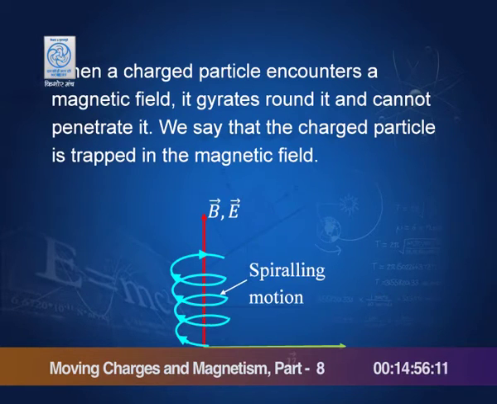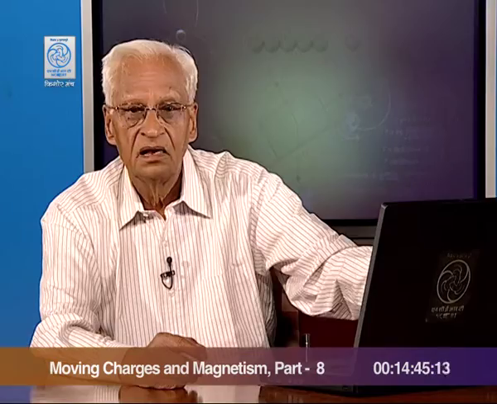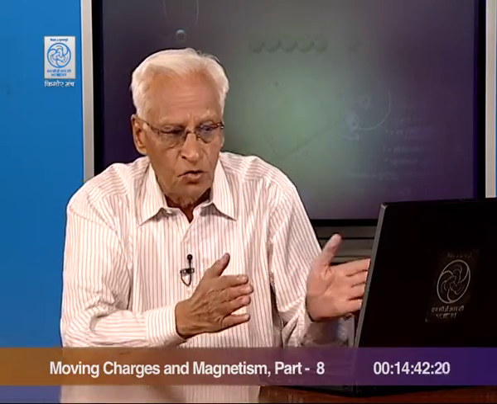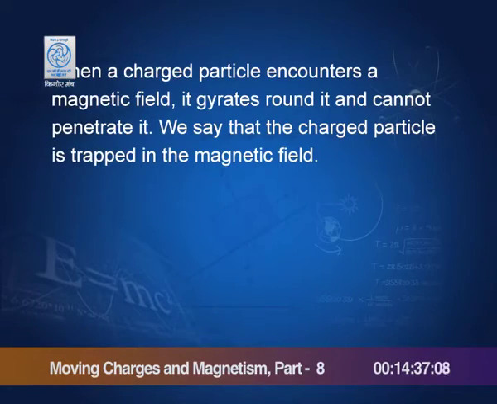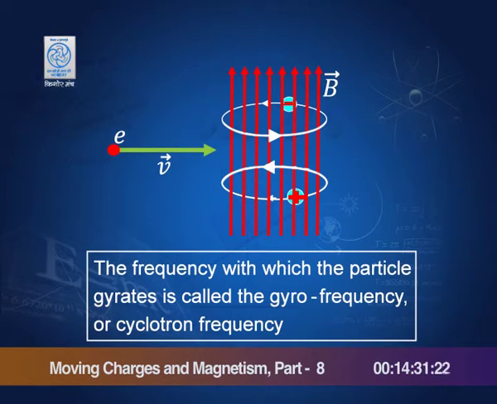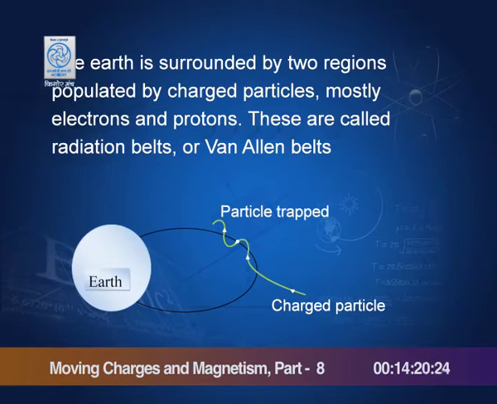When a charged particle encounters a magnetic field, it gyrates around it and cannot penetrate it. You see, a particle was moving like this, it found a magnetic field, then it got trapped, because it cannot go past the magnetic field. It just goes around the magnetic field. Let me show you this. This is also a particle that was coming, there is a magnetic field. So, it starts gyrating around the magnetic field lines and is trapped, it cannot go anywhere. So, that is what we are saying. We say that the charged particle is trapped in the magnetic field.